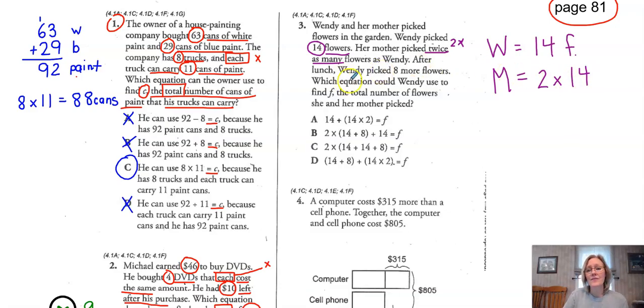And then it says, after lunch, Wendy picked 8 more flowers. You know what, I should have boxed that action word there. I have to know that more is also an action word. And if I have more, it means I'm going to put more with it. That's an adding clue right there. Okay, which equation could Wendy use to find F, the total number of flowers she and her mother picked? So I need the total for the number of flowers.